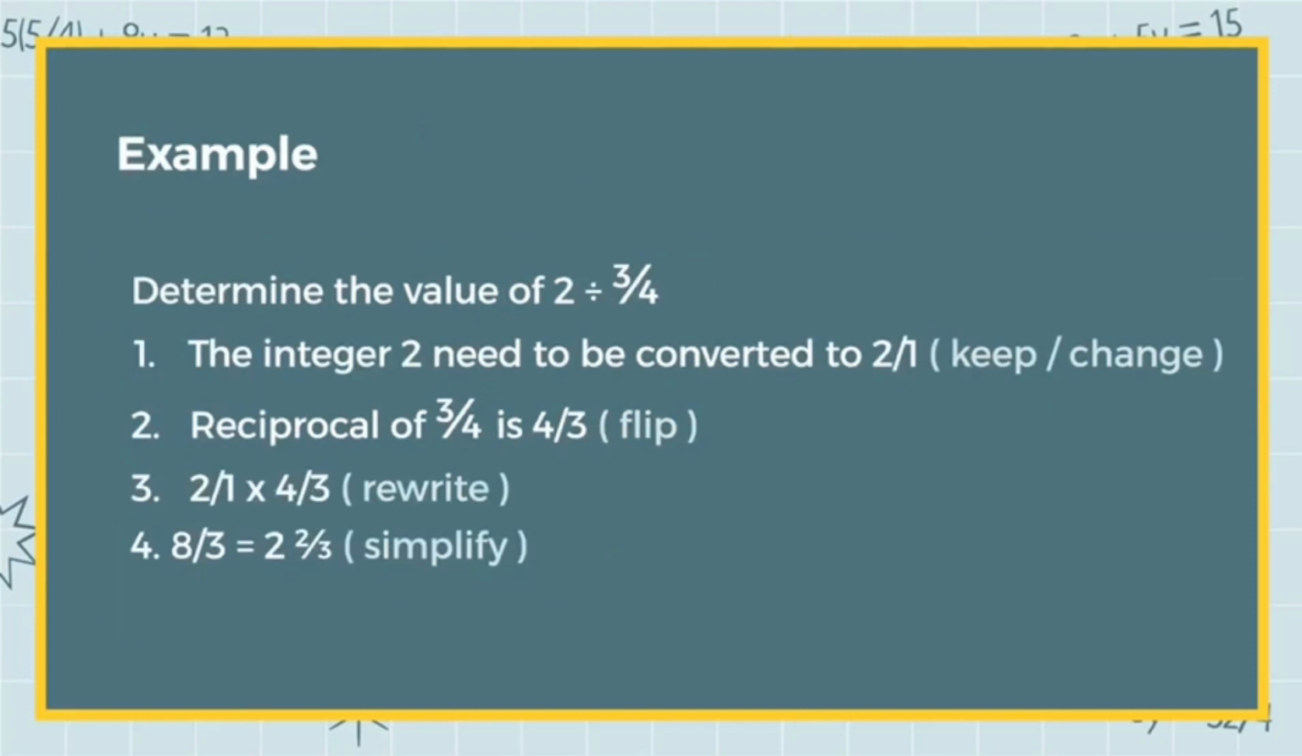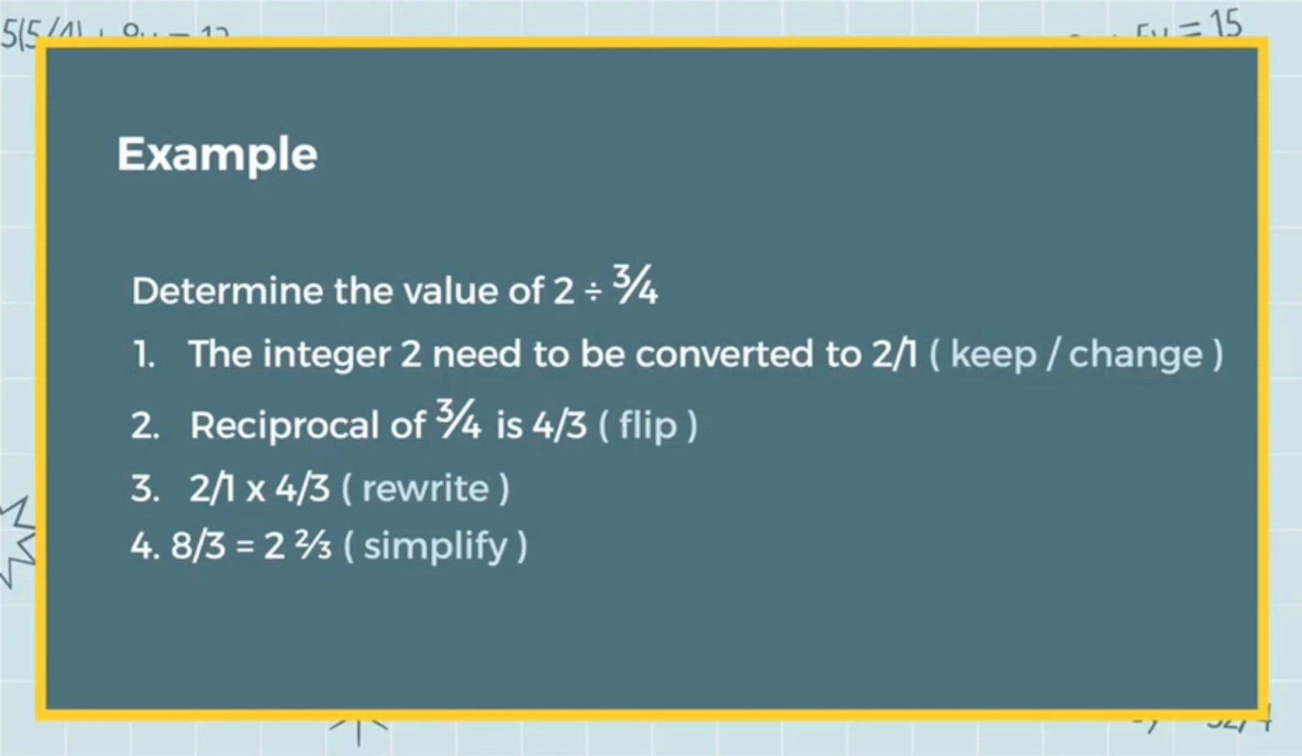For example, to determine the value of 2 divided by 3 over 4, the integer 2 needs to be converted to 2 over 1. There is an option here: keep or change. The 2 is an integer, so we need to change it. After that, the reciprocal of 3 over 4 is 4 over 3. For this step, we just flip the numerator and denominator.